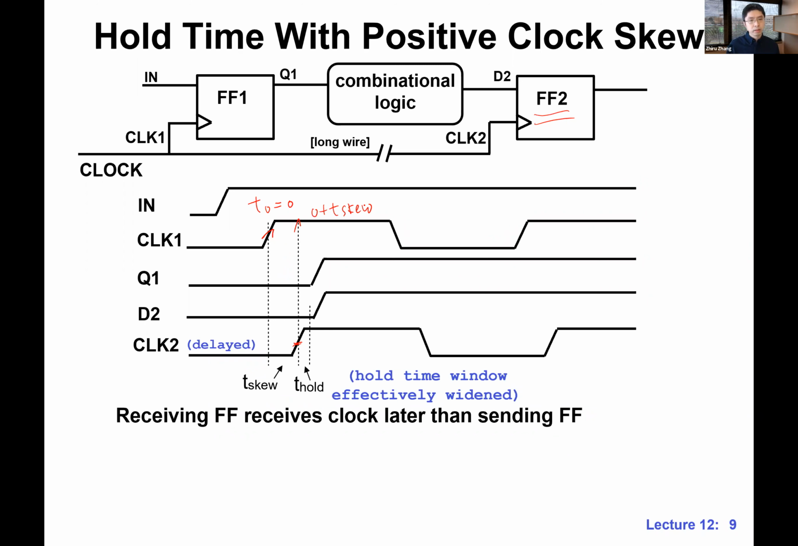And let's focus on FF2. We care about the hold time constraint. So that's where we need to look at this small window defined by T hold after the clock edge. Over here, we have this T hold window, and what is this point, again with respect to the reference time?